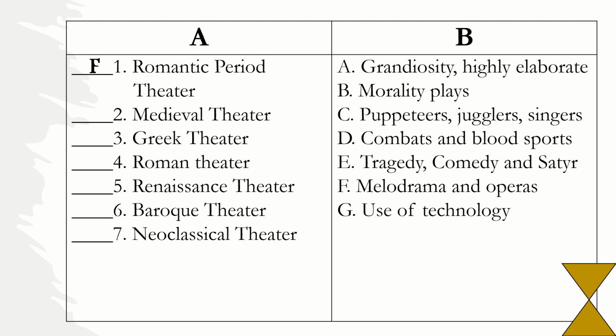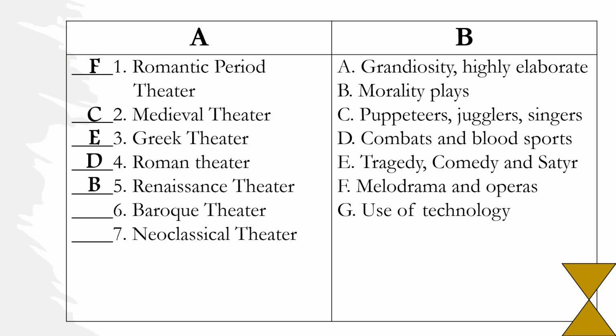1. Romantic period, theater, letter F, melodrama and operas. 2. Medieval theater, C, puppeteers, jugglers, and singers. 3. Greek theater, letter E, tragedy, comedy, and satire. 4. Roman theater, D, combats and blood sports.